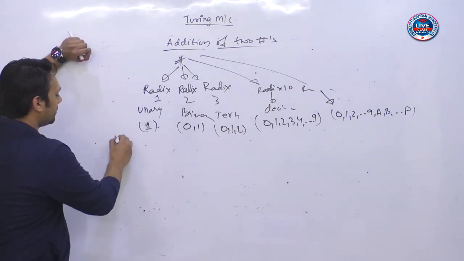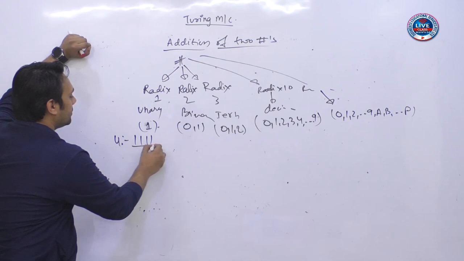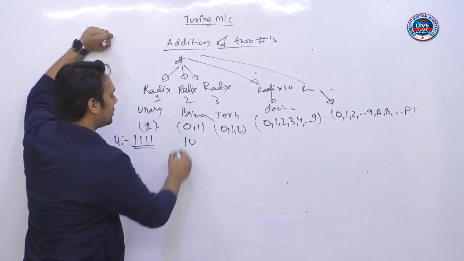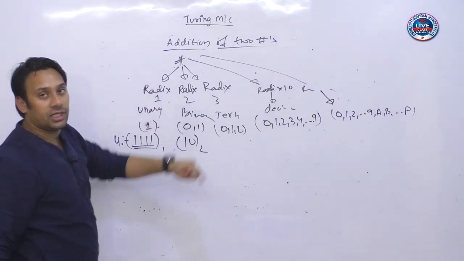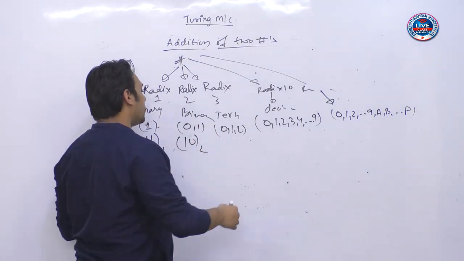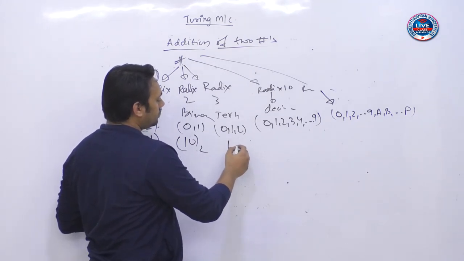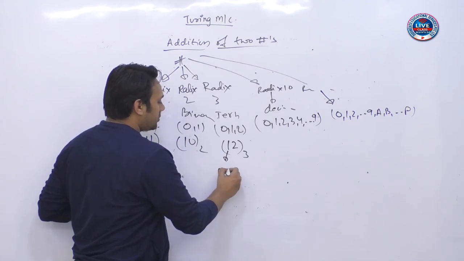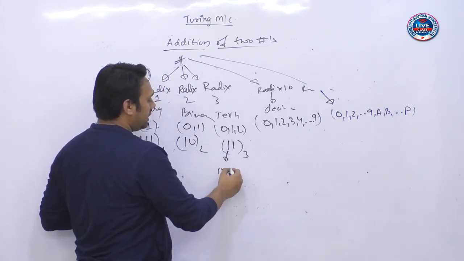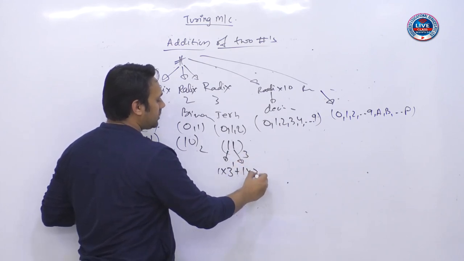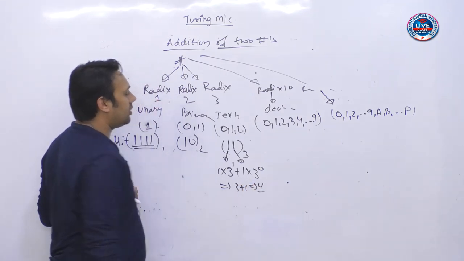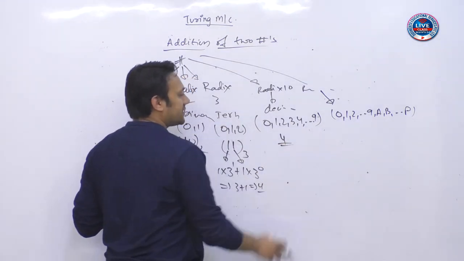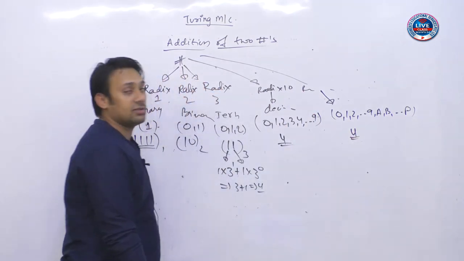So in unary, if I want to represent the number 4, it can be represented by 1, 1, 1, 1. That means you have to write 1 four times. In binary, if you want to represent 4, it can be represented by 0, 1, 1, 0. So here the base is 2, here the base is 1. In ternary, to represent a number 4, you have to write 1, 1, base 3. Because you are going to calculate 1 into 3 raised to power 1 plus 1 into 3 raised to power 0, which is going to be 3 plus 1, which is 4. This is how you can write in ternary. In decimal, if you want to represent a number 4, that will be just 4. We have a specific symbol for this. In hexadecimal, it is just 4 because we have a special symbol for this.